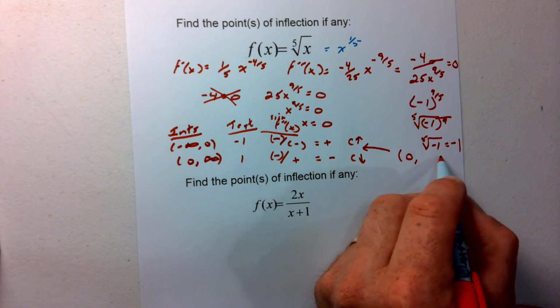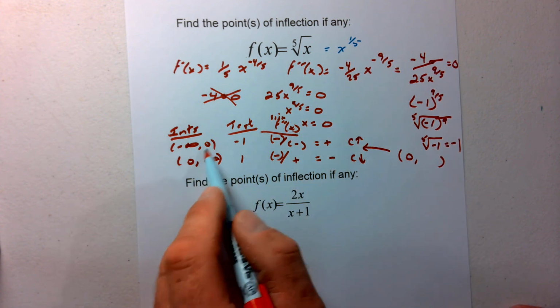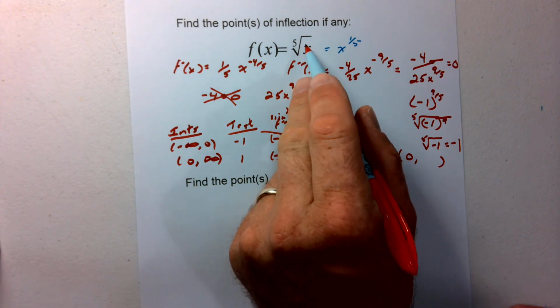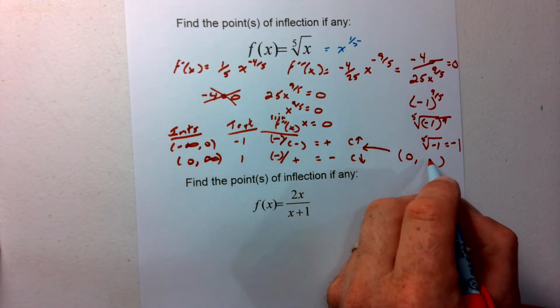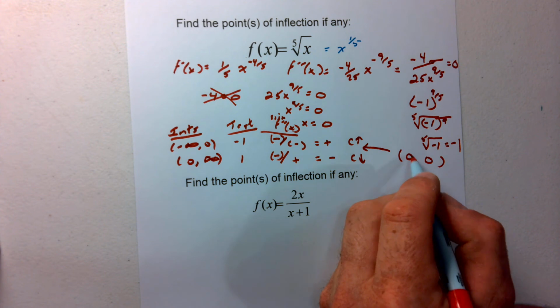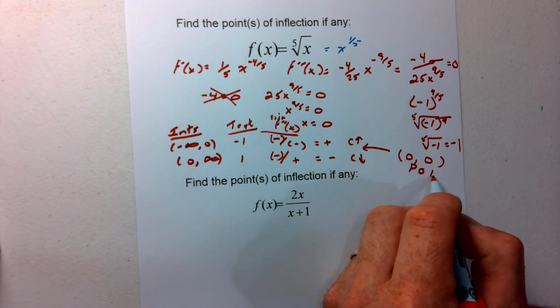So I have my 0. That's the value I'm looking at in between these two intervals. If I plug 0 into the original function, the fifth root of 0 is 0. So I have a point of inflection at that point as well.